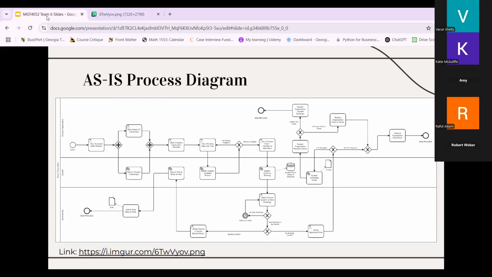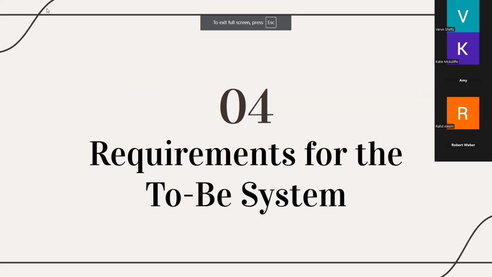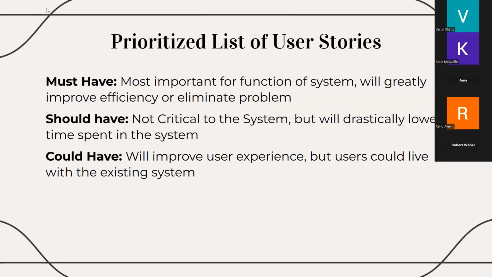So these are some key flaws of the as-is system. Now we can move on to the requirements for the 2B system. For the prioritized list of user stories, we use the must have, should have, could have tiers from class. Must have being it's critical for the system. Should have means it's not critical, but it will drastically lower time spent in the system. And could have would improve user experience, but users could live without it.